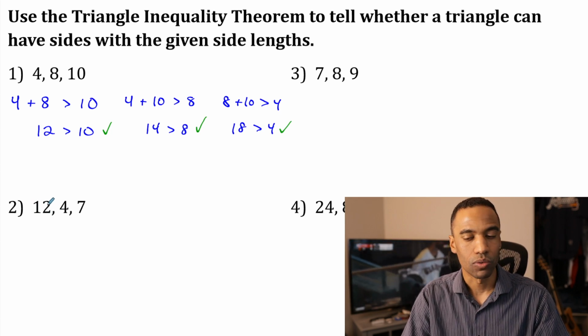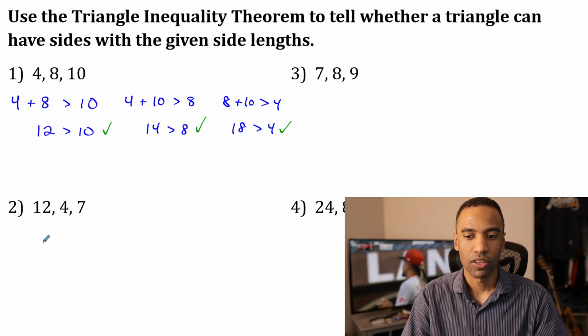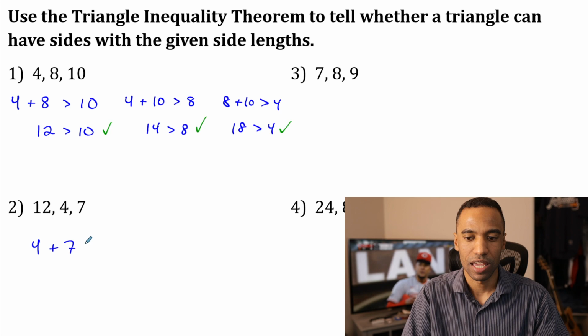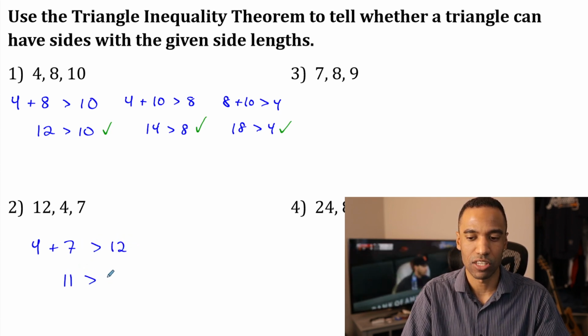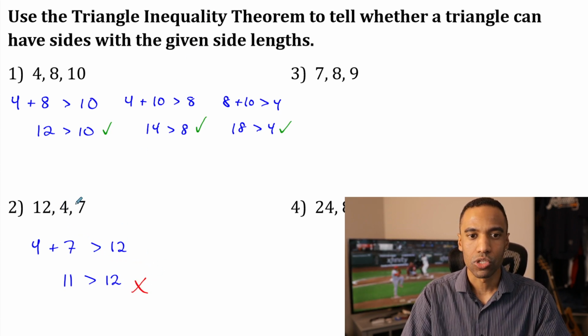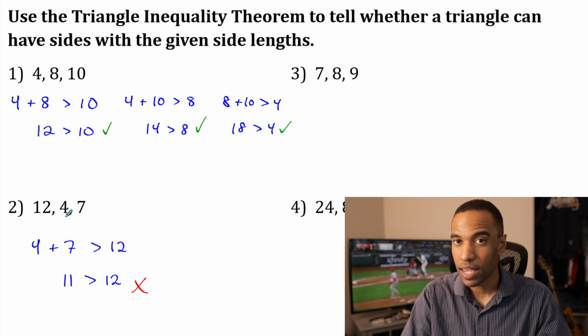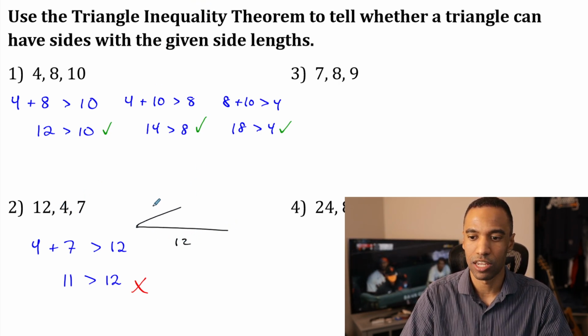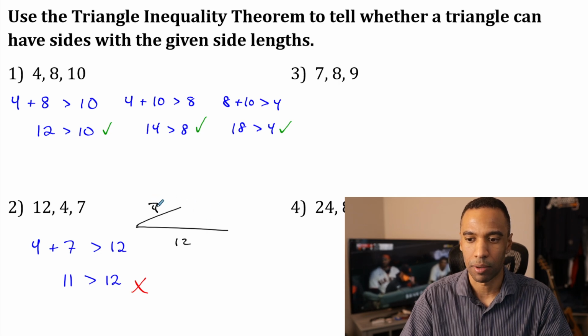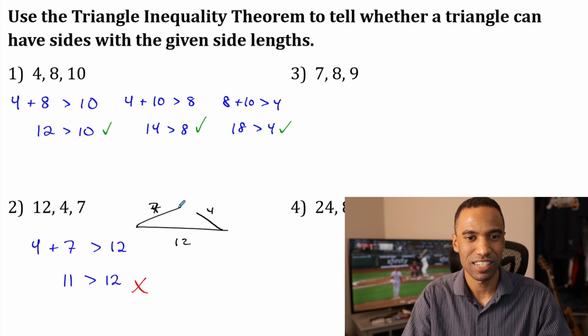Let's check out number 2, 12, 4, and 7. Let's see if 4 plus 7 is greater than 12. Well, 4 plus 7 is 11. 11 is not greater than 12, no siree. That does not work. So you cannot make a triangle out of this. The example like I did before, if this is length 12, here's my 7, and here's my 4, and they can't touch.